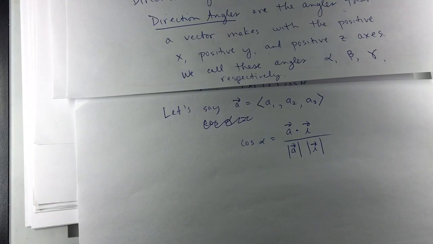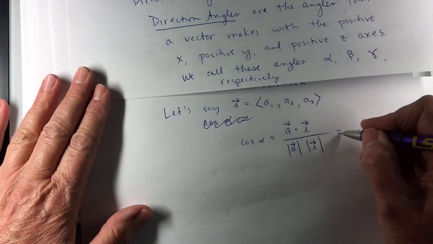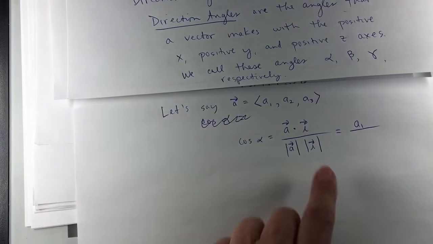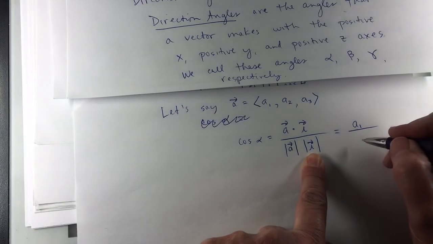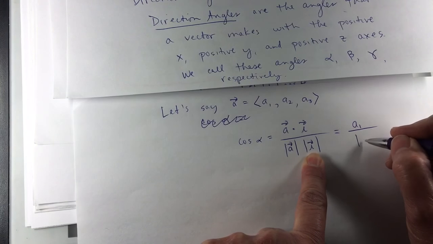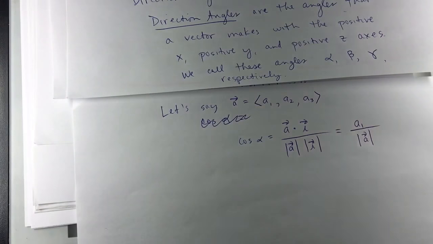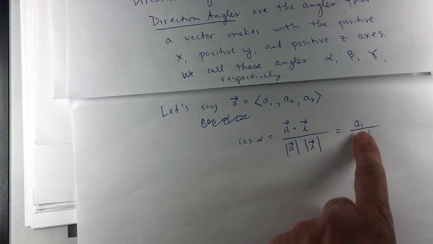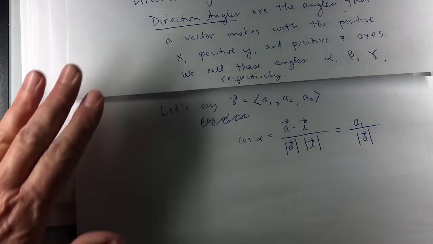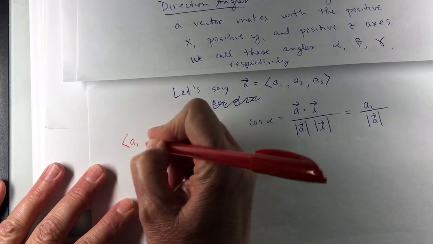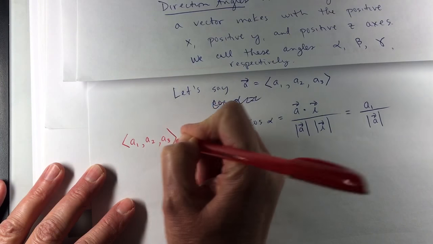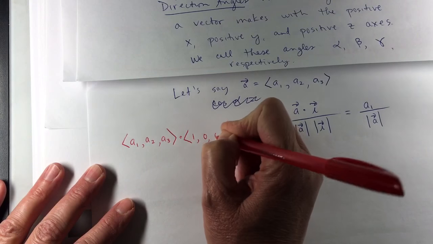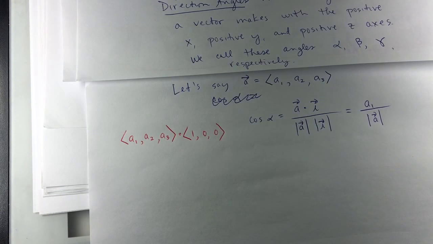If you do the dot product, what will you get? You get A sub 1. And how about the magnitude of I? That is 1. That's a unit vector. So this is the magnitude of A times 1, which is the magnitude of A. I'm going to write this on the side. Vector A dotted with vector I, which is 1, 0, 0, you're going to get A sub 1 plus 0 plus 0. You're going to get A sub 1.